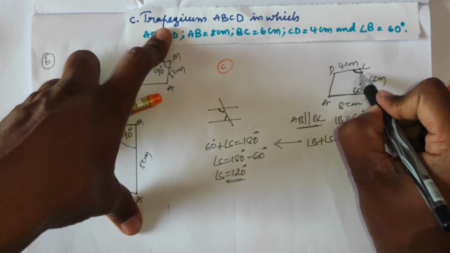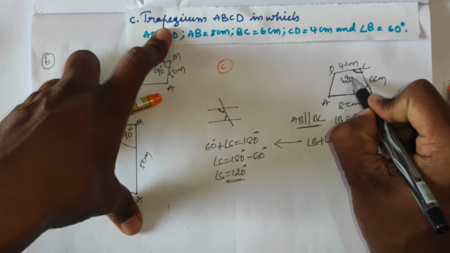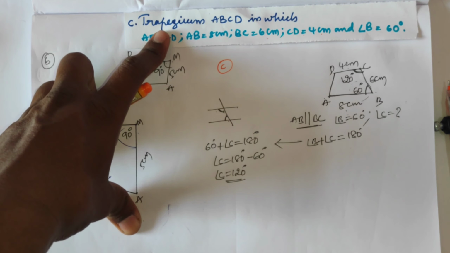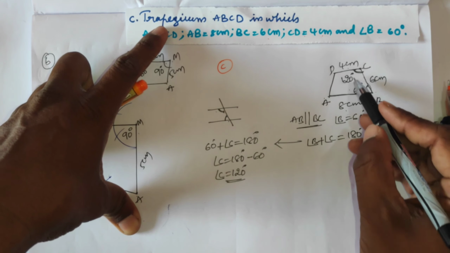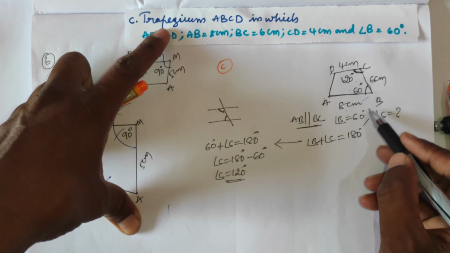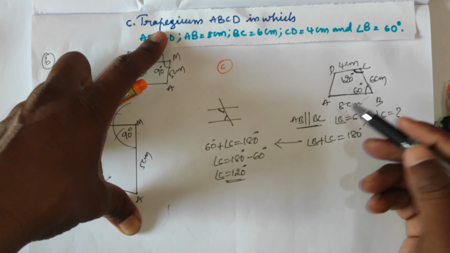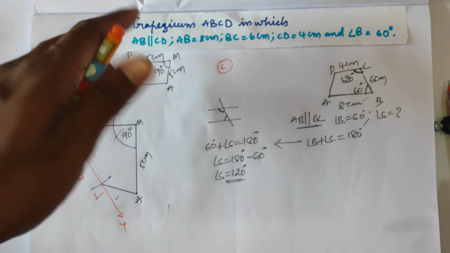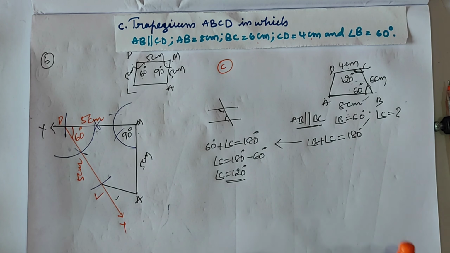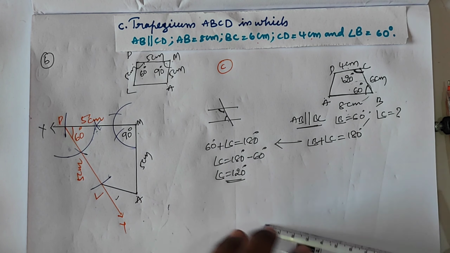So this measure is how much now? 120 degrees. Okay, so if you know this one, then only we can complete our construction. Otherwise, we cannot complete this total construction. Okay, this is about a rough sketch. Now we'll complete this total construction.